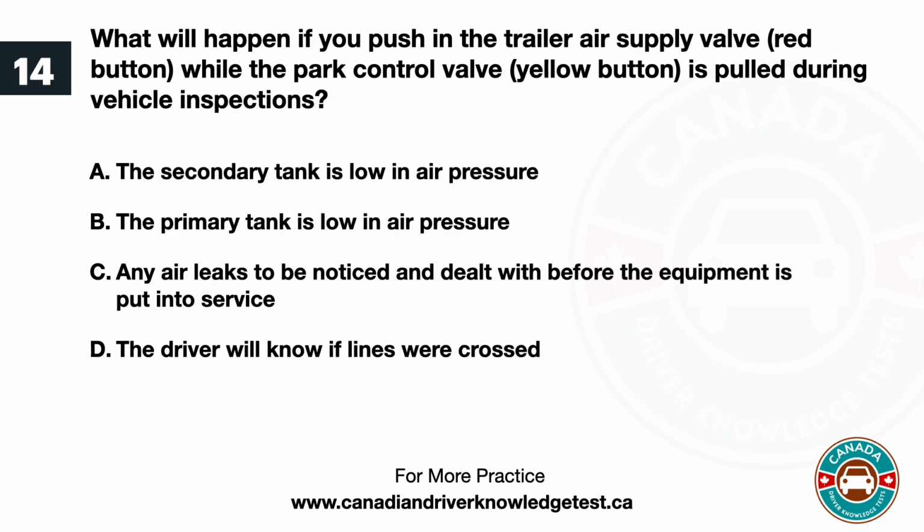Question 14. What will happen if you push in the trailer air supply valve, red button, while the park control valve, yellow button, is pulled during vehicle inspections? A. The secondary tank is low in air pressure. B. The primary tank is low in air pressure. C. Any air leaks to be noticed and dealt with before the equipment is put into service. D. The driver will know if lines were crossed. The answer is C. Any air leaks to be noticed and dealt with before the equipment is put into service.